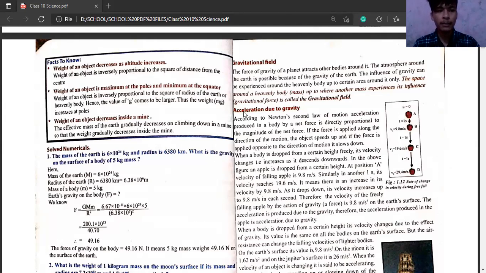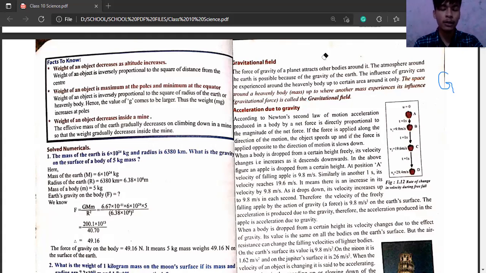Whenever we talk about acceleration due to gravity, we denote it by the small letter g. Remember this: acceleration due to gravity is denoted by small letter g, while the universal gravitational constant is denoted by capital letter G. That's why students become confused between small g and capital G. The two are different things. Remember this. So what is meant by acceleration due to gravity?